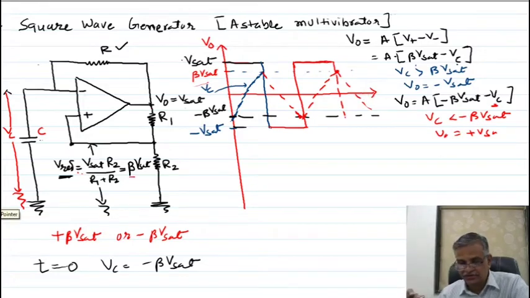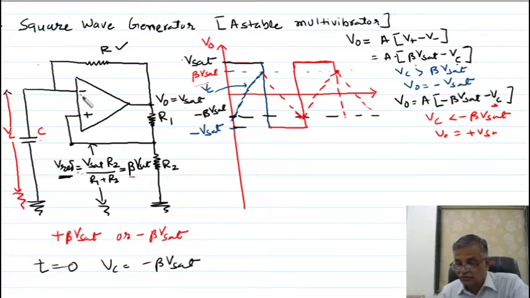Look again, I am discussing how the circuit works and how the square wave is generated. First, this is the circuit diagram of a square wave generator. Here, the voltage at the plus terminal: the output voltage is fed back to the plus terminal through the potential divider network R1 and R2. That voltage we have written as V saturated into R2 upon R1 plus R2, called beta V set. This may be positive or negative.